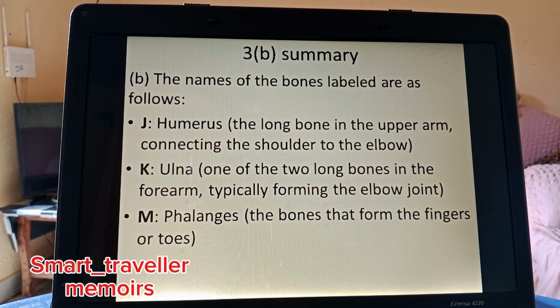3b. The names of the bones labeled are as follows. J, humerus, the long bone in the upper arm connecting the shoulder to the elbow. K, ulna, one of the two long bones in the forearm, typically forming the elbow joint. M, phalanges, the bones that form the fingers or toes.